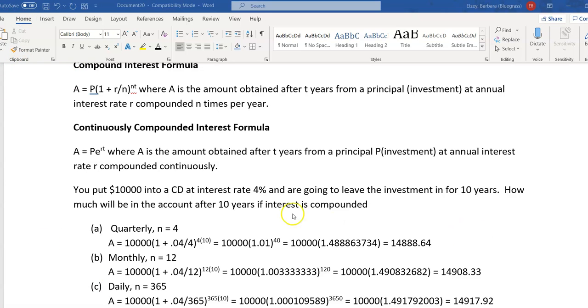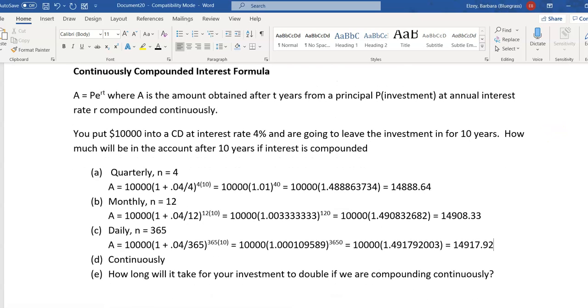Now, I'd like you to notice that the more often we compound, the greater the balance is. So when we compounded 4 times, we had $14,888. When we compounded 12 times per year, we had 14,908. And when we compounded every day, we had 14,917. So if we compound continuously, we can expect our balance to be still probably in the 14,900 range, but a little bit more than this one right here.